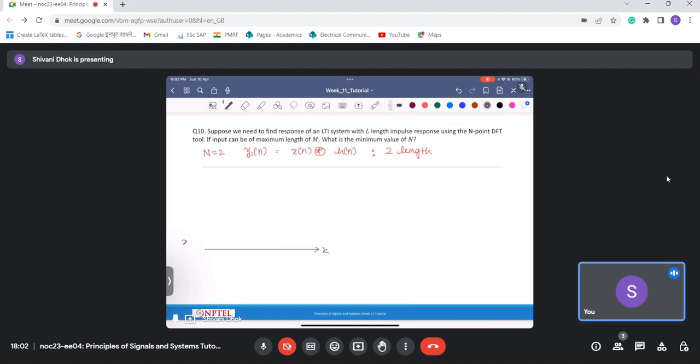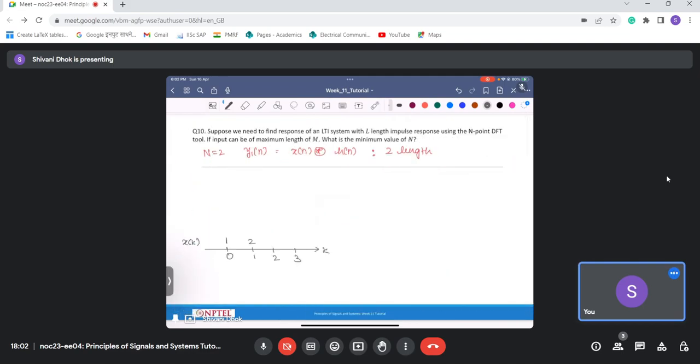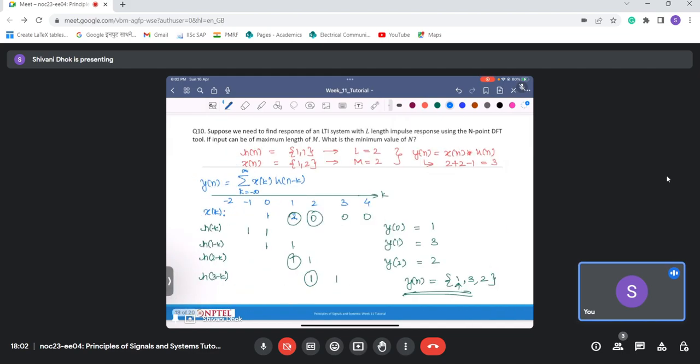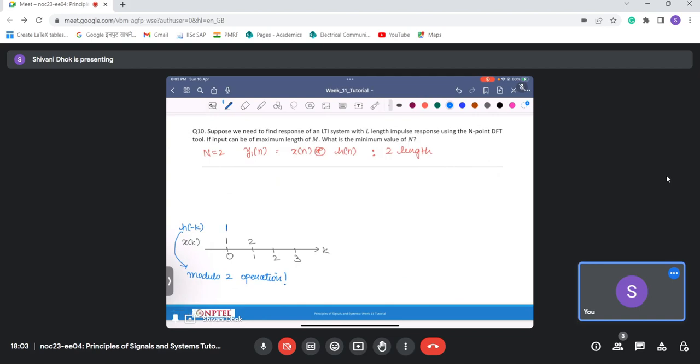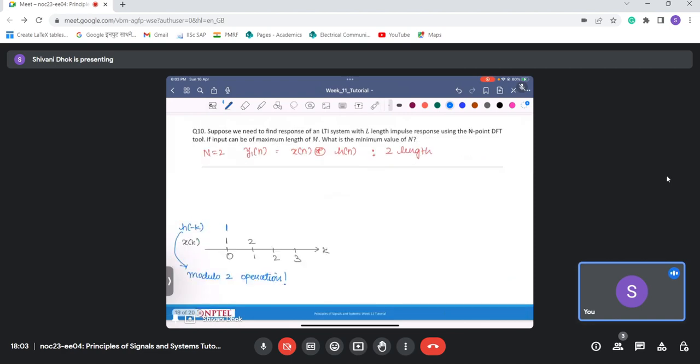This is my k. So my x[k], this is 0, this is 1, this is 2, this is 3. My x[k] is 1, 2. And now let me consider h of minus k. So this h of minus k will be a modulo 2 operation. So if I consider h of k equal to 0, it will be h0, which is equal to 1. And again, this will be h of minus 1, which will be h of 2 minus 1, which is equal to h1, which is again 1 here.